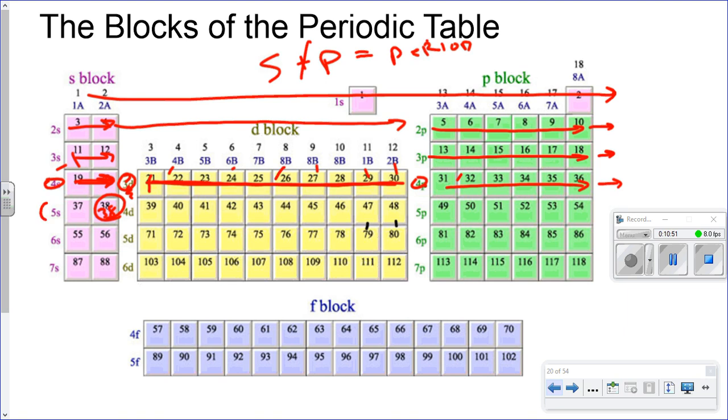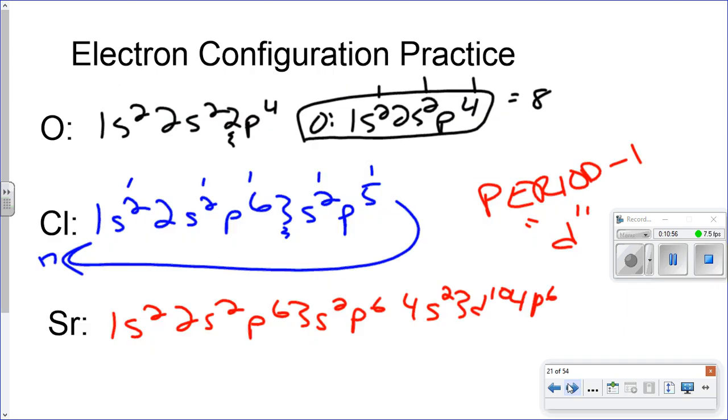So now I'm down to the 5th row. I'm just trying to get here, so it's 5s2. And when you add up all these electrons, you should end up with element 38. Okay, 38 electrons.